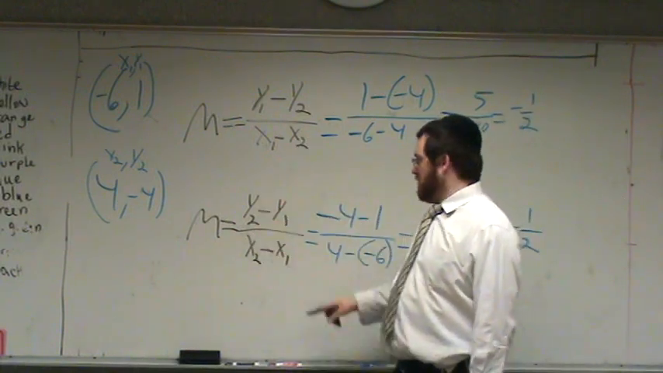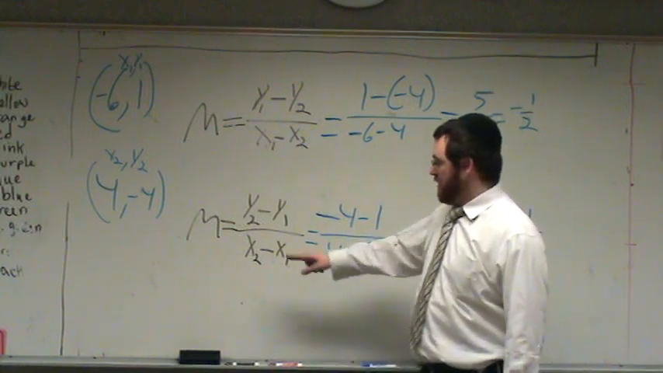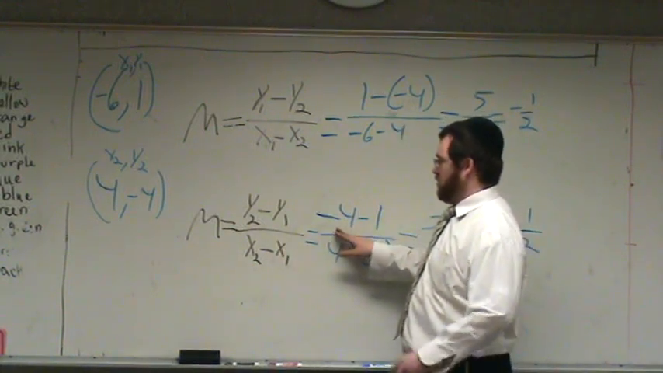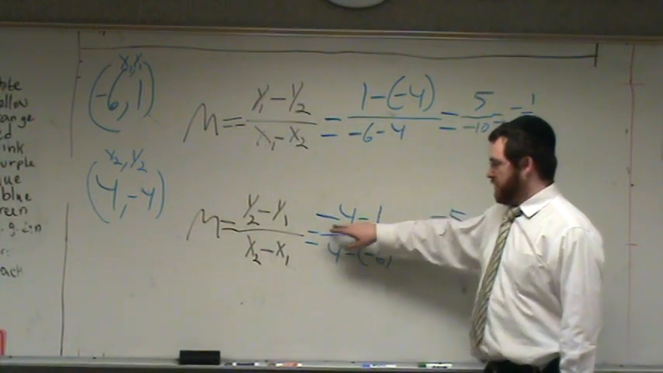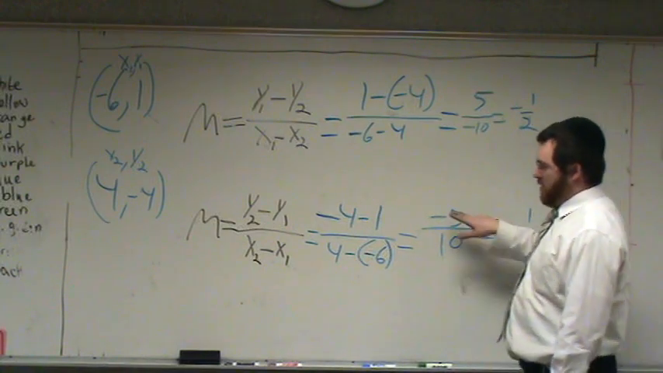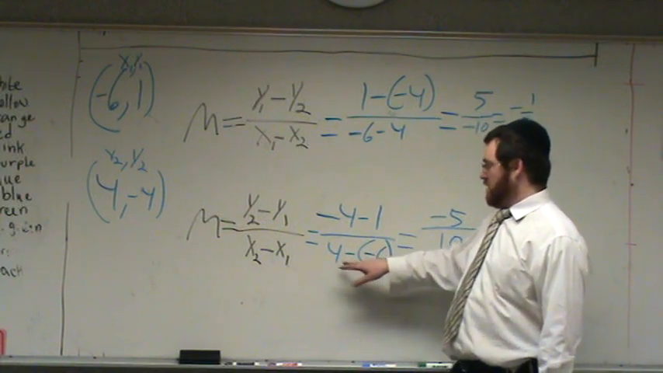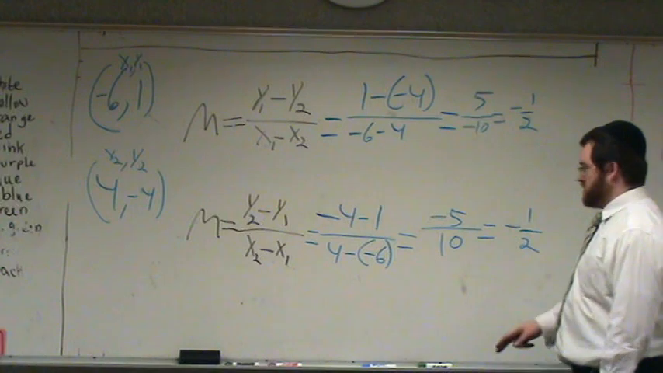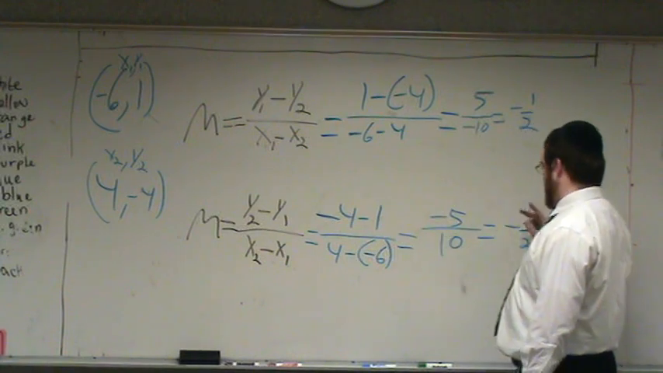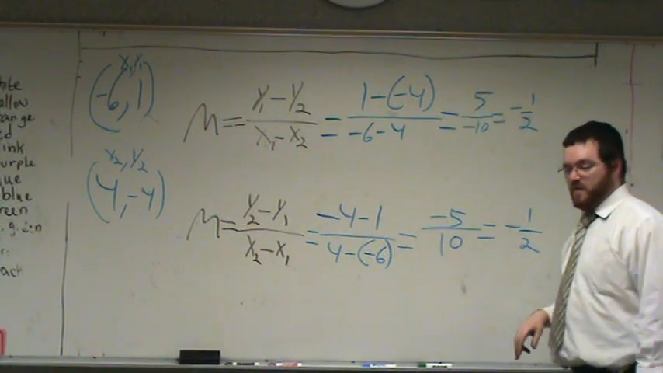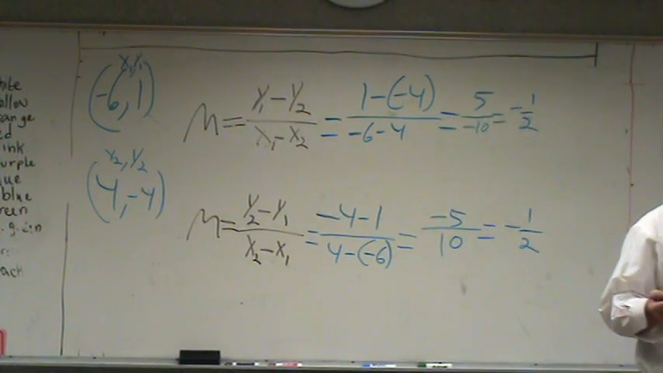And if you do it the opposite way, instead of doing y1 minus y2 over x1 minus x2, you do y2 minus y1 over x2 minus x1. Well, y2 is -4 minus y1, a 1. So -4 minus 1 is -5 over x2, which is 4, minus x1. So that's 4 minus -6, which is 4 plus 6, which is 10. So it's -5 over 10, which is equal to -1/2. So you see the slope is -1/2, which is answer 3.